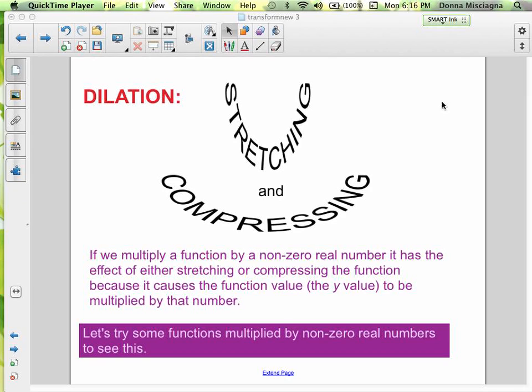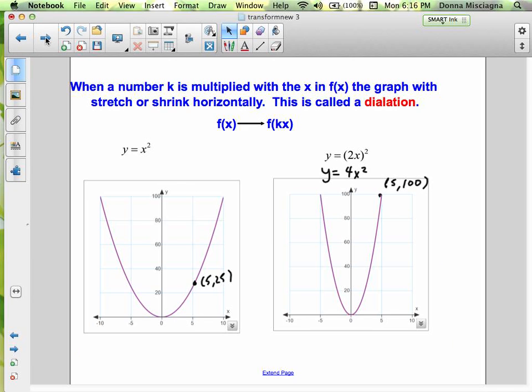Let's try some functions multiplied by non-zero real numbers to see what this looks like. And this part's not in your notes. So we'll look at parabolas and we're going to look at absolute value. So when a number k is multiplied with the x in f of x, the graph will stretch or shrink horizontally. This is called a dilation. Now you can think of it as stretching or shrinking horizontally or stretching or shrinking vertically, right? So if you stretch horizontally, you're shrinking vertically. If you shrink horizontally, you're stretching vertically.